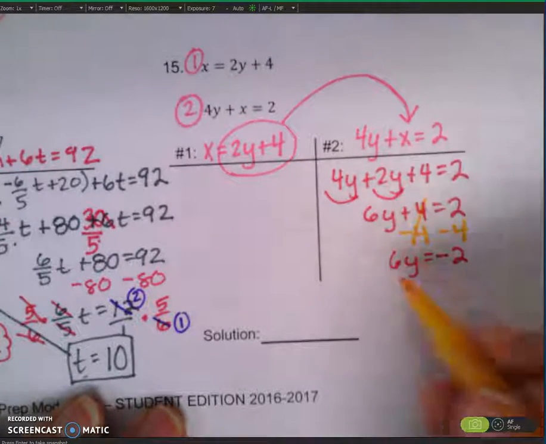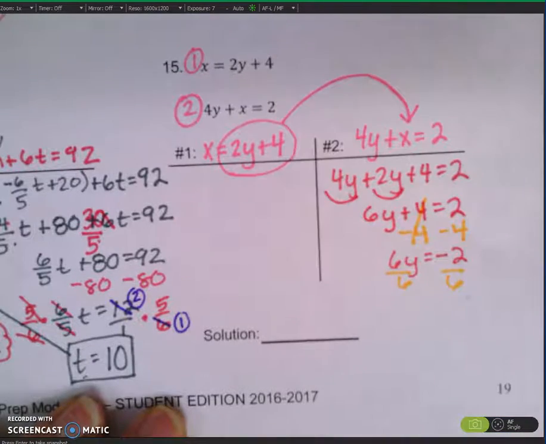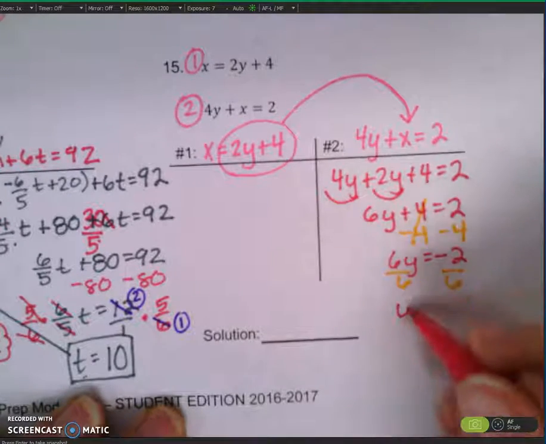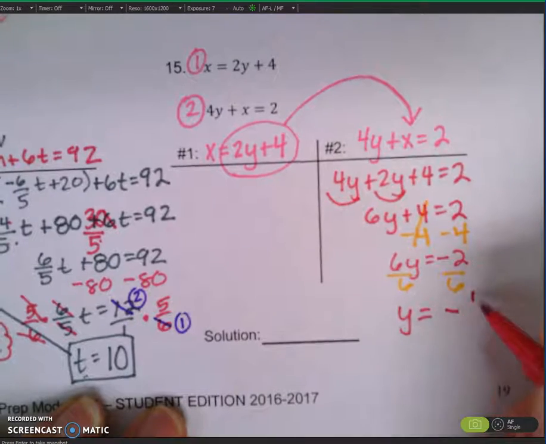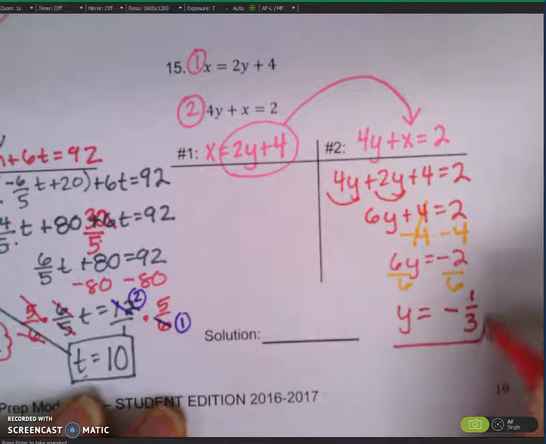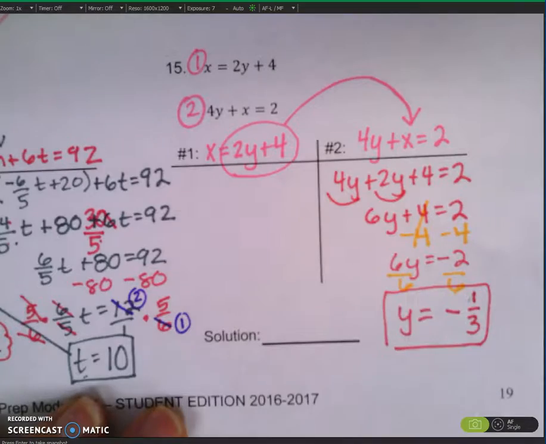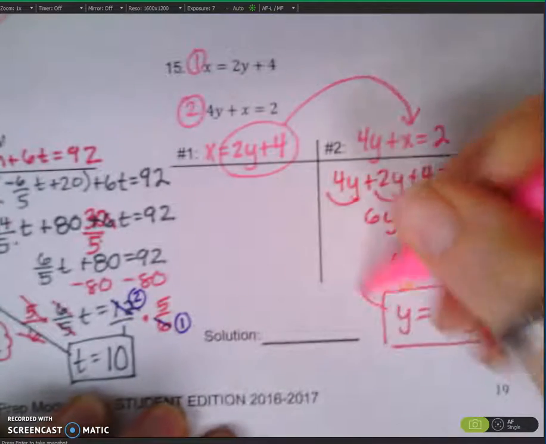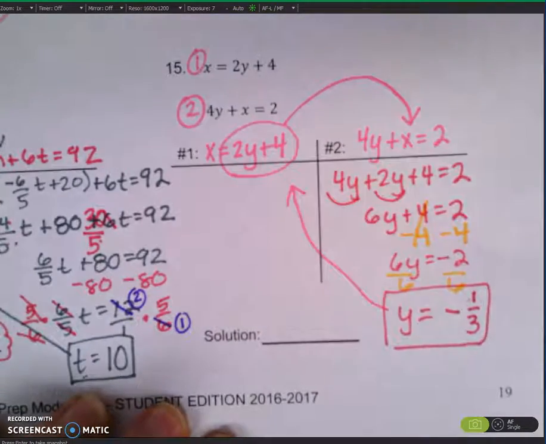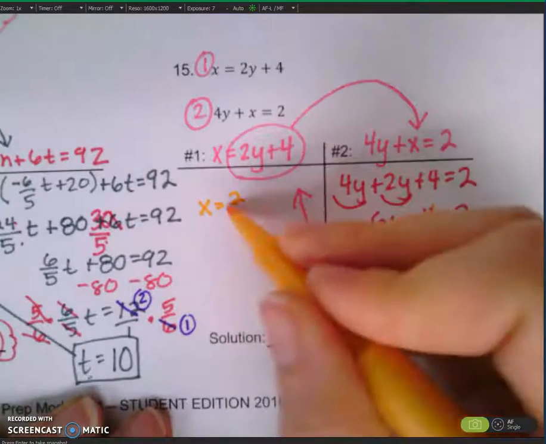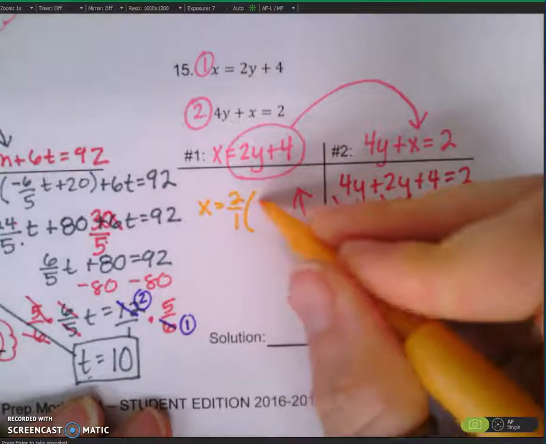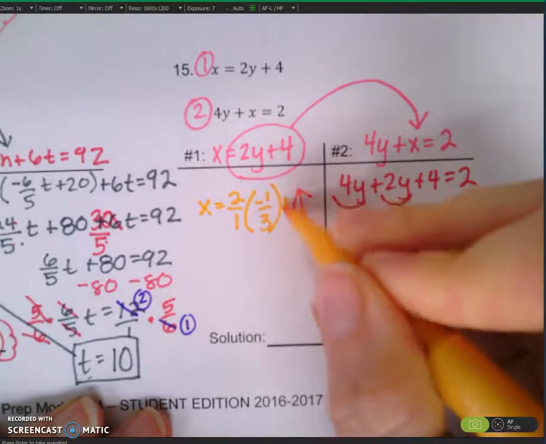To get y by itself, I need to divide by 6 on both sides. So y equals a negative divided by a positive is a negative, and 2 6ths reduces to, yes, 1/3. Y is negative 1/3. But remember, the answer is an ordered pair, so I have to go back up to my x value. And I'm going to substitute in x equals 2 over 1 times the quantity of negative 1/3 plus 4.